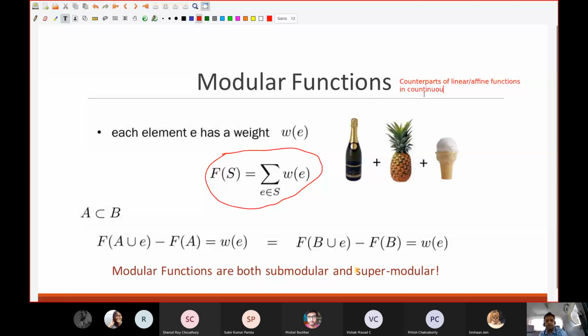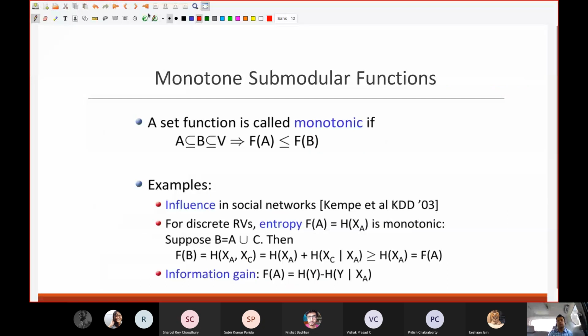So I had asked this question earlier on, and that's come up. There's something called a monotone submodular function. A set function is called monotone or monotonic if as you grow the set, in the subset sense, not just the size, but actually A becomes a subset of B, which is a subset of V, then f of A will be less than or equal to f of B, right?